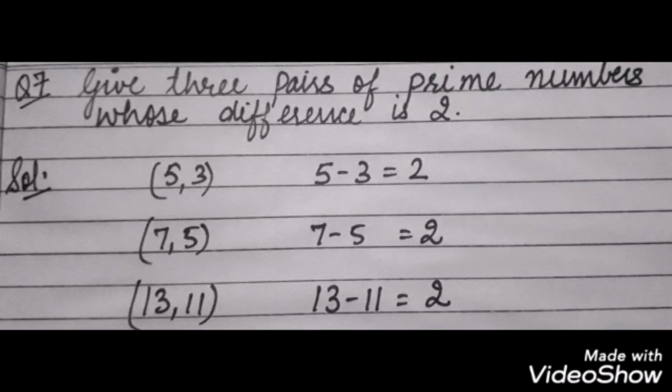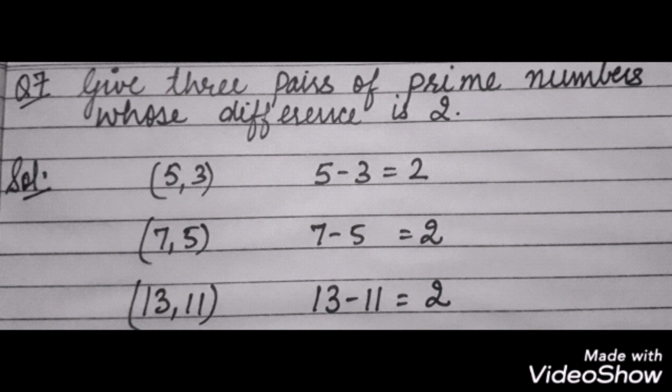You can check your answer. Let us start with question number 7. Give 3 pairs of prime numbers whose difference is 2. The first one we have chosen is 5, 3. If we subtract them, the difference is coming out to be 2. Second pair is 7 and 5, and the third pair is 13 and 11. If we subtract all these pairs from one another, the answer is coming out to be 2.